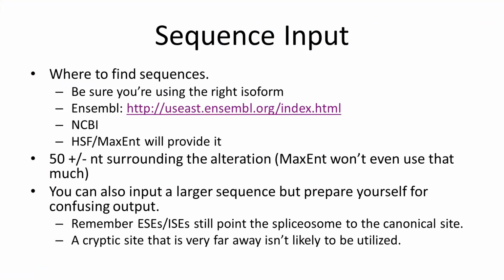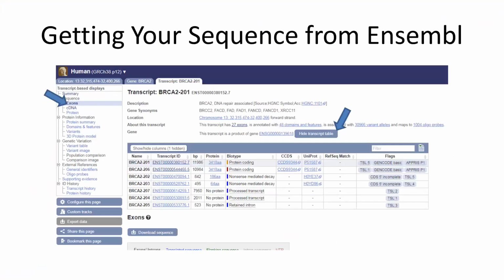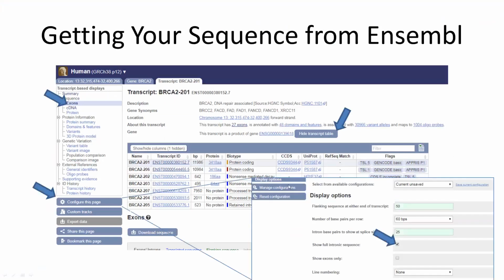It's a really good illustration to remember that these ESEs and ESSs and ISEs still help point the spliceosome to the canonical site. So even though you might have a really strong cryptic site halfway down the exon, it's not necessarily likely that it'll be used because all of those other pieces that are usually around the splice site are not there. So I don't think it's always informative to look too far away from your region of interest. Okay, so that's just for reference. I did a demo on this.